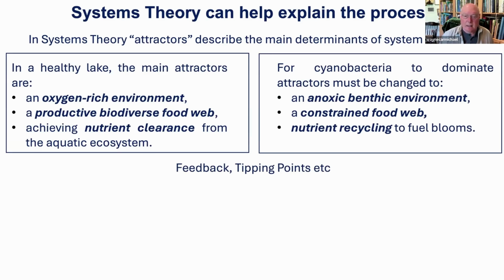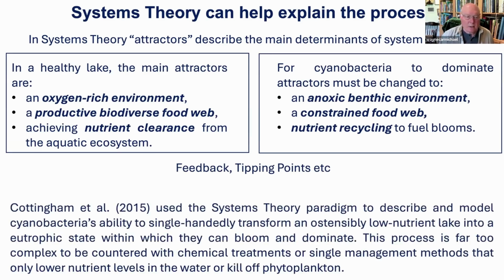It certainly involves feedback and tipping points. So in 2015, a group headed by the Cottingham Lab used that systems theory paradigm to describe and model cyanobacteria's ability to transform low nutrient lakes into a eutrophic state in which they bloom and dominate. And in describing that system, as you can imagine, the process is complex, and it's really too complex to be countered with simple chemical treatments or single management methods that can lower nutrient levels, like binding phosphorus or killing the phytoplankton, but that doesn't affect long-term remediation or prevention.